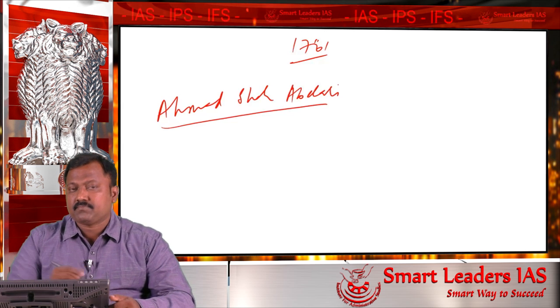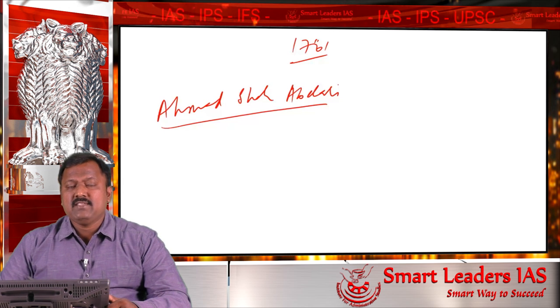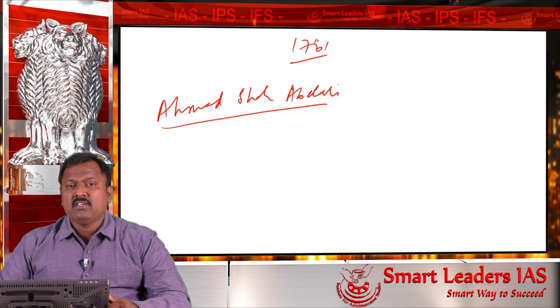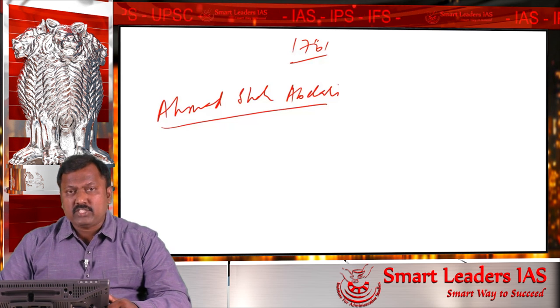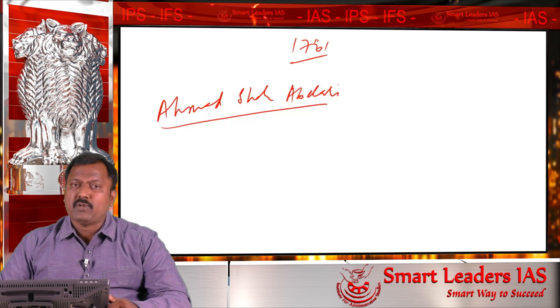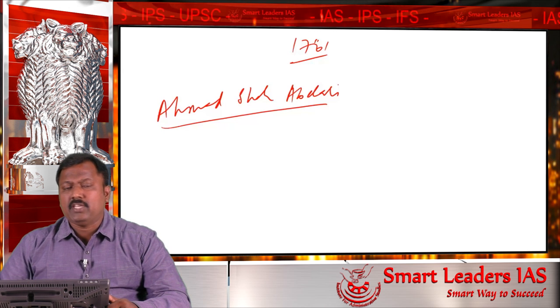Ahmad Shah Abdali basically is an Afghan, and he is a successor of a previous invader who came to India in the year 1739. His name happens to be Nadir Shah. So Ahmad Shah Abdali happens to be one of the generals of Nadir Shah, and by this time he is in power in Afghanistan. So this Ahmad Shah Abdali tries to enter into India.